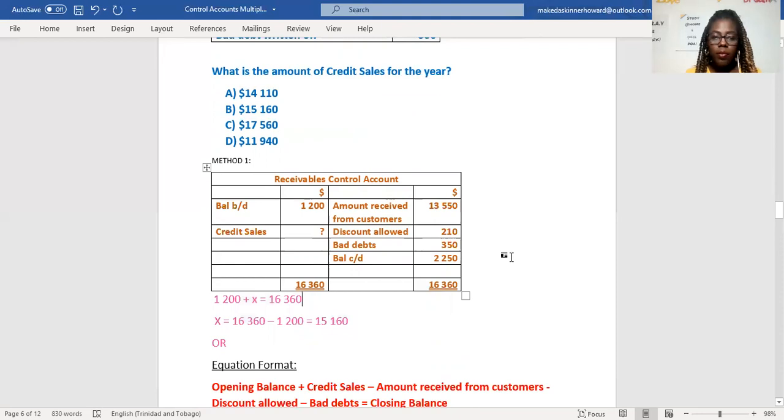All right, so 1,200 add whatever this is, we have that as X is equal to the 16,360. When we put all the numbers on one side, we will end up with the 16,360 minus the 1,200. That's going to give us 15,160. Our answer is B.